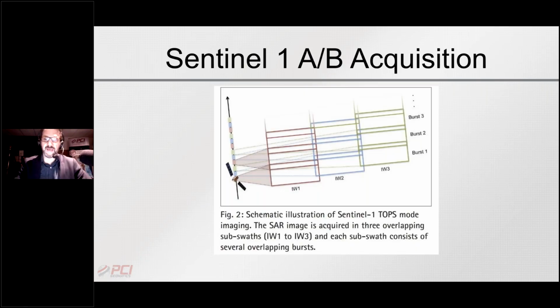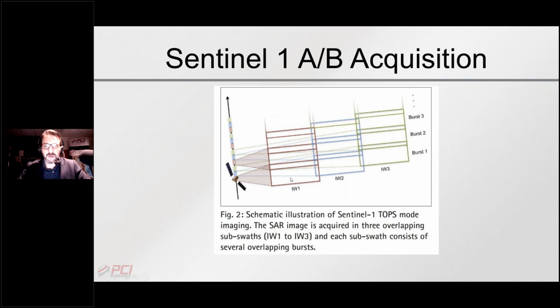This is just a schematic view of Sentinel-1 A and B acquisition. So what you see is basically an exaggerated view that shows the swinging of the antenna. So there's illumination on a swath by swath basis. You can see IW1, 2, and 3. And as it's illuminating the ground, it's actually swinging the antenna to get a much larger area.